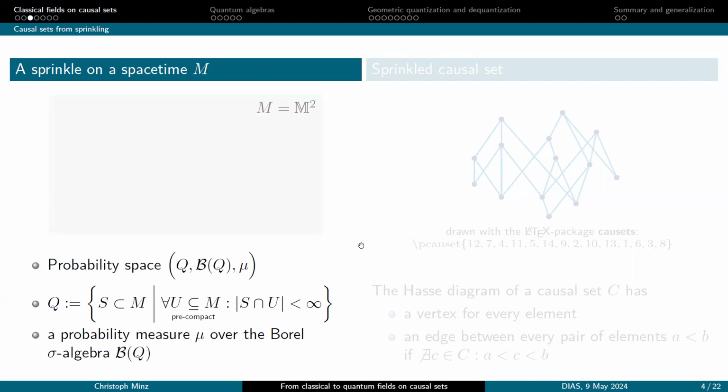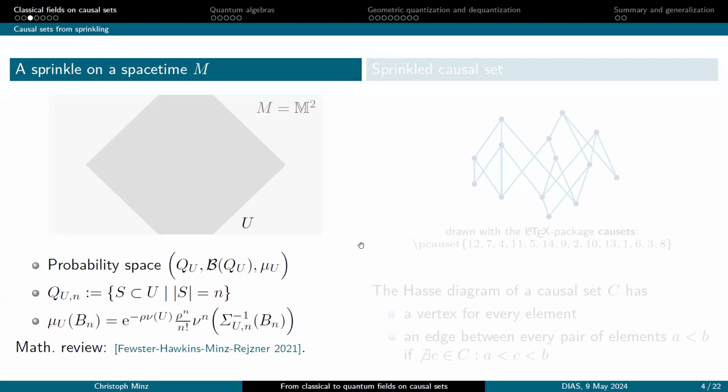This is essentially a Poisson process on the space-time manifold, where you have some configuration space Q, which is a space that is locally finite in the sense that whenever you take a compact subset of your manifold and intersect it with one of these elements, you get a finite set. This is still a bit abstract, so let's make it more explicit for some regions. Take some compact region U, and we can also formulate this probability process there.